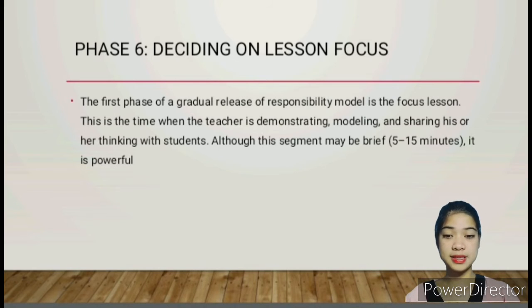The 6th phase is deciding on lesson focus. The first of the gradual release of responsibility model is the focused lesson. This is the time when the teacher is demonstrating, modeling, and sharing his or her thinking with the students. Although this segment may be brief, like 5 to 15 minutes, it is a powerful segment.